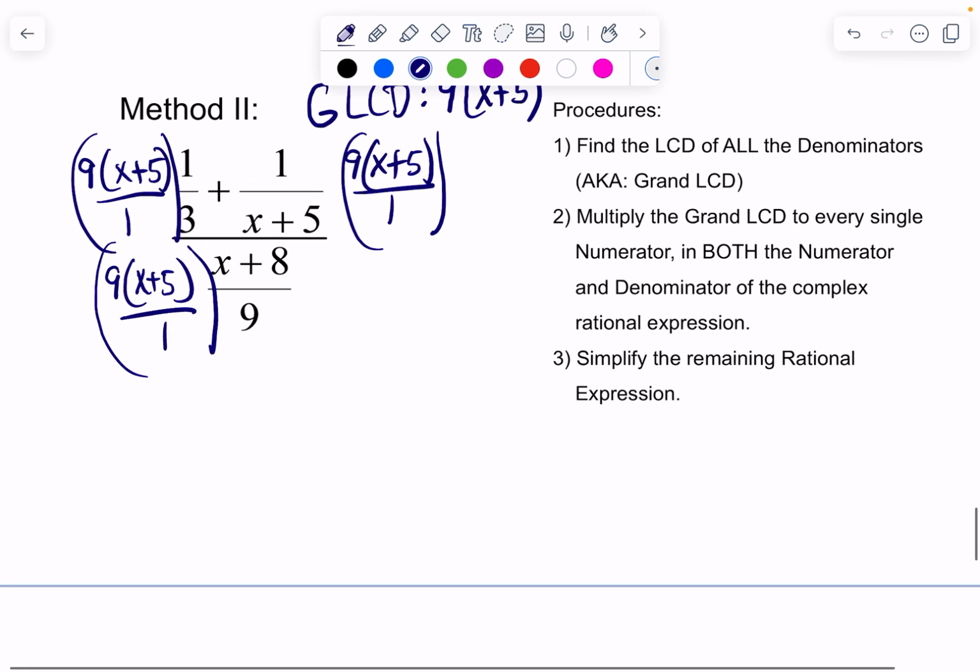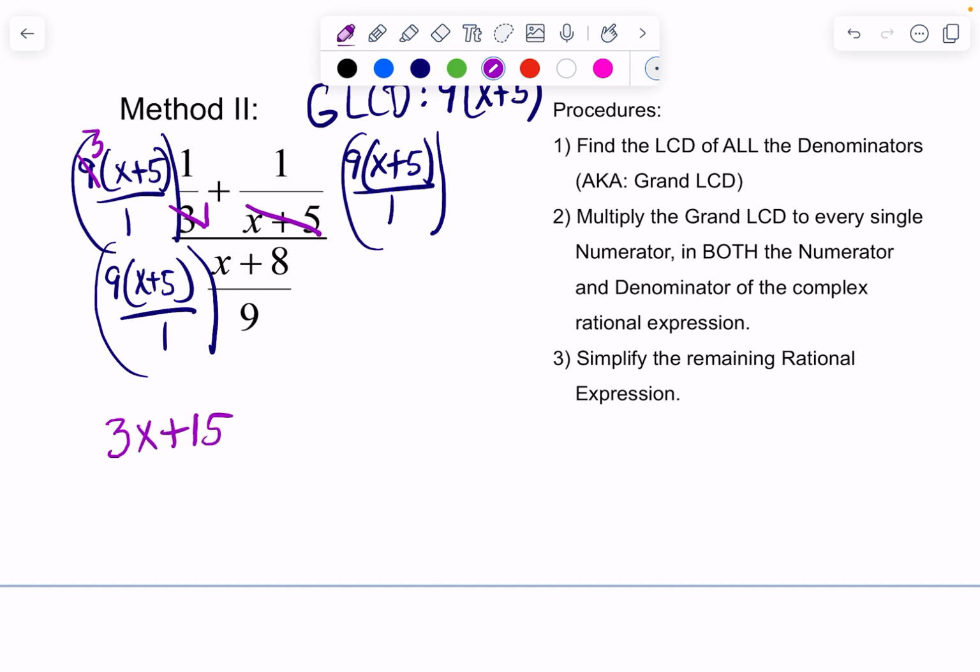All right, so let's simplify this. So 3 goes into 3 one time. 3 goes into 9 3 times, leaving me with a 3x plus 15. And then the x plus 5 cancels out with the x plus 5 in the numerator, leaving me with a plus 9. Over. The 9 in the numerator cancels out with the 9 in the denominator, leaving me with x plus 5 times x plus 8. Don't multiply these because you're going to have to refactor them anyway.